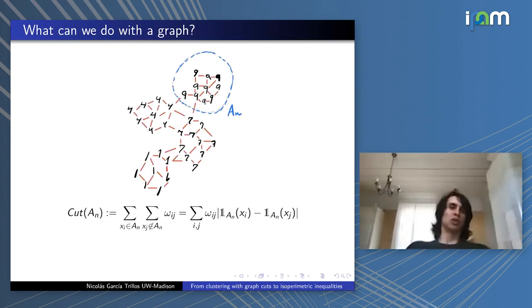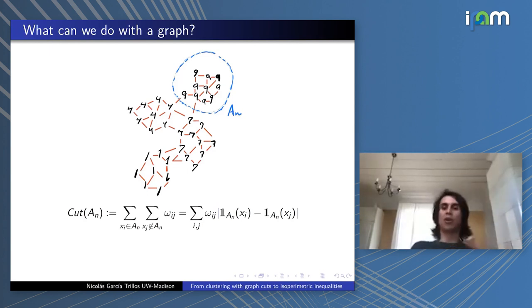Of course, for the example that I showed earlier, if you take the subset to be this set over here, the one inside the blue bubble, you can see that this group of 9s is such that when you compute the cut of it, it is basically saying that there is little interaction between that set and the rest, which matches the intuition that this certainly is a group of 9s and therefore should be in one cluster.